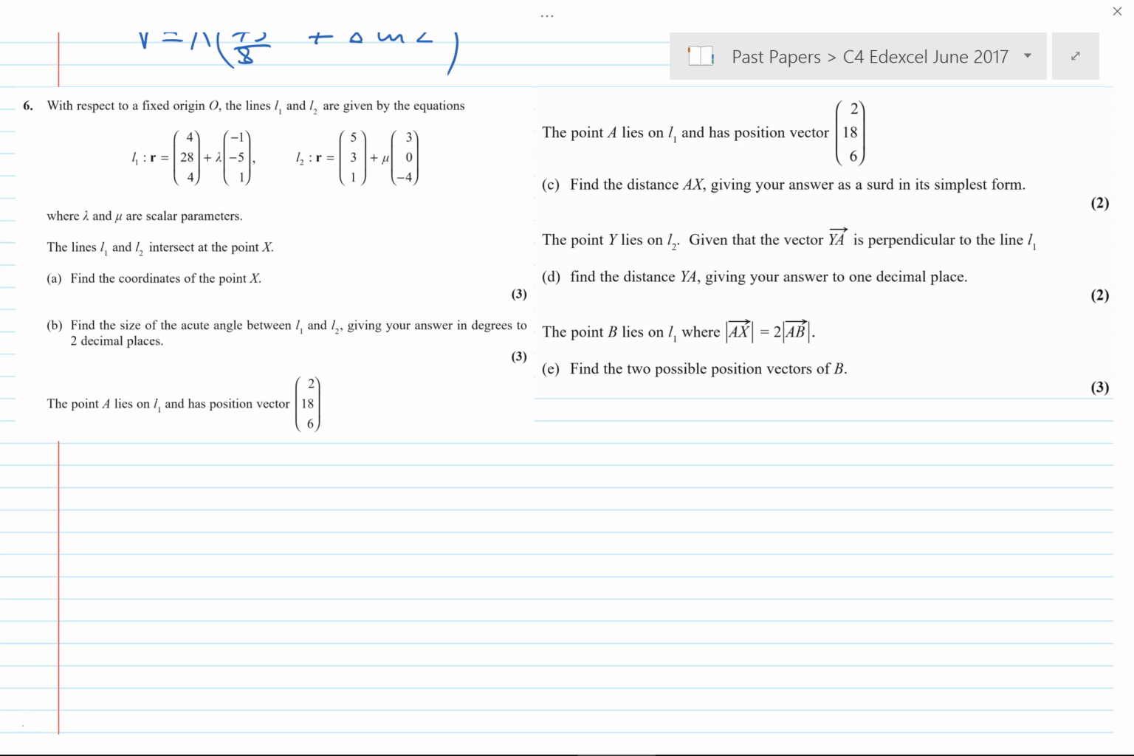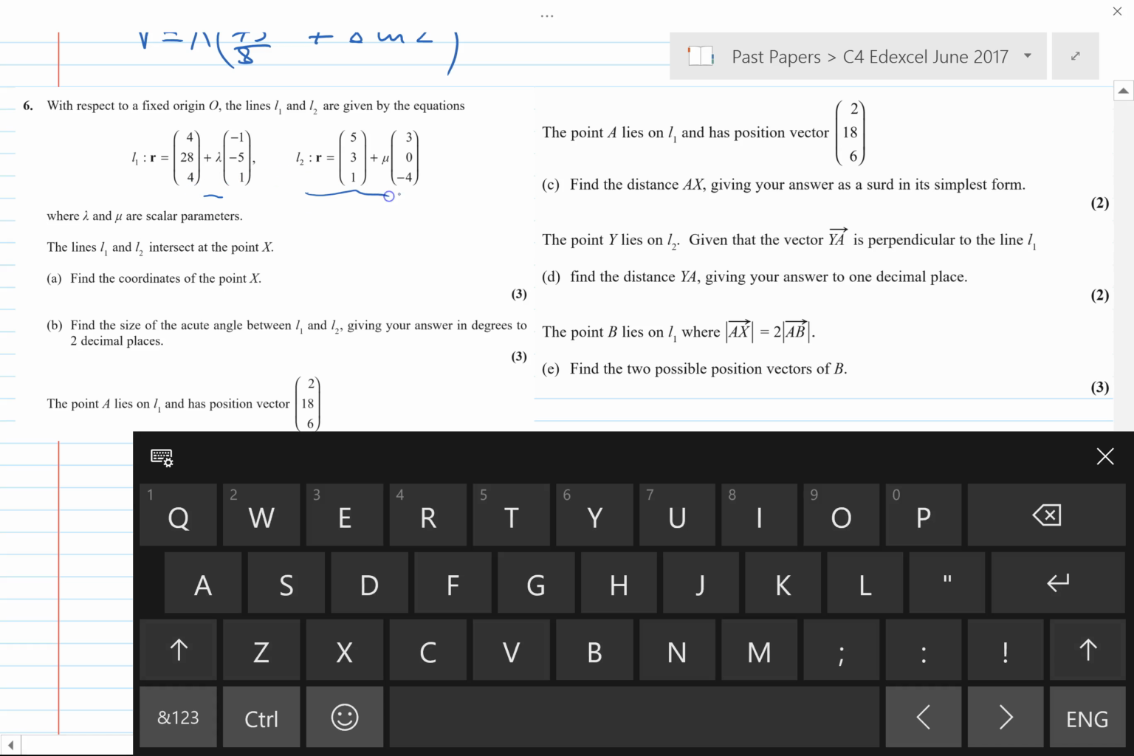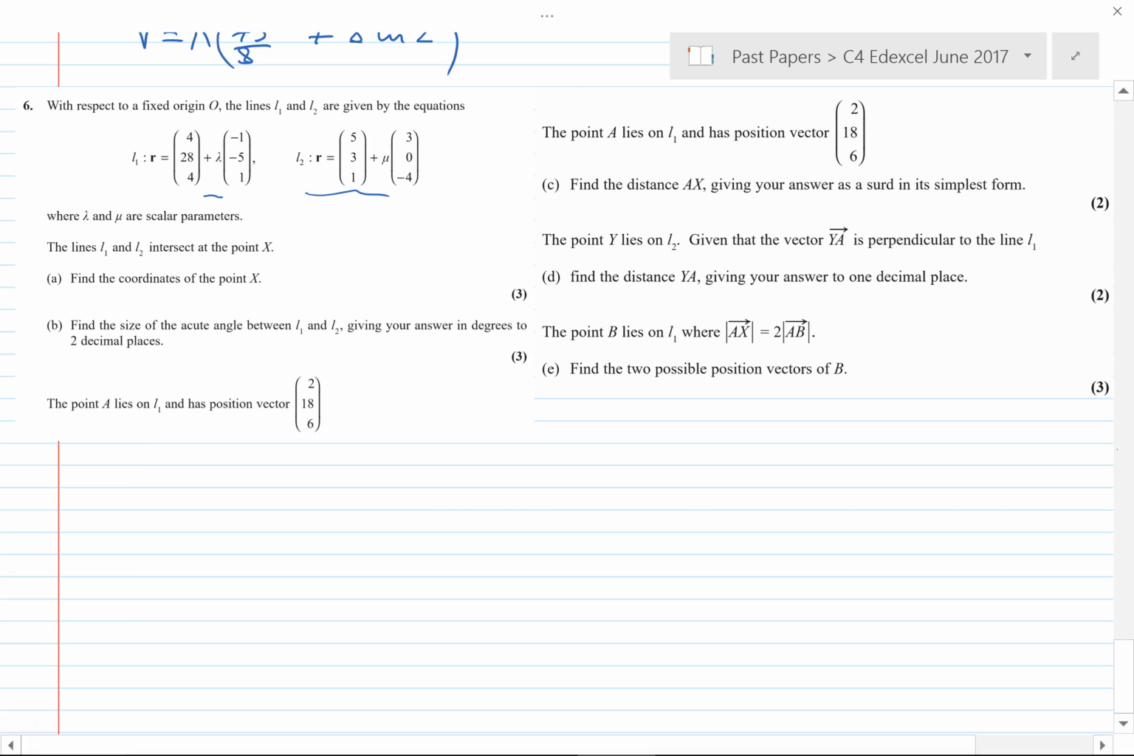Okay, so here's a vectors question. I often find that vectors questions start off relatively standard and okay, and then get tricky towards the end, and this question is no different. The first bit's pretty standard stuff. We've got 2 lines, and we're asked for where the 2 meet.